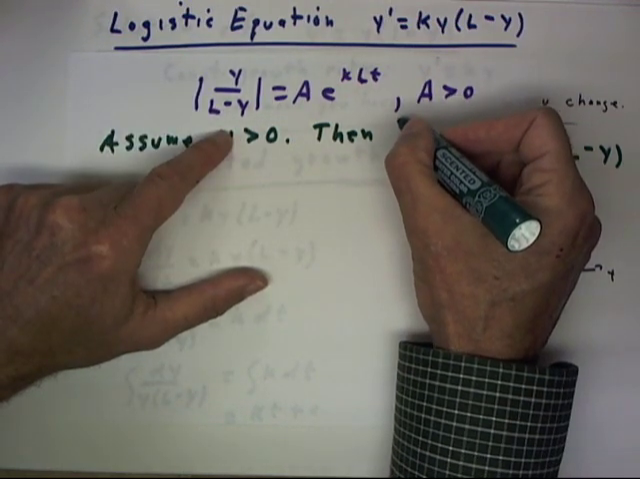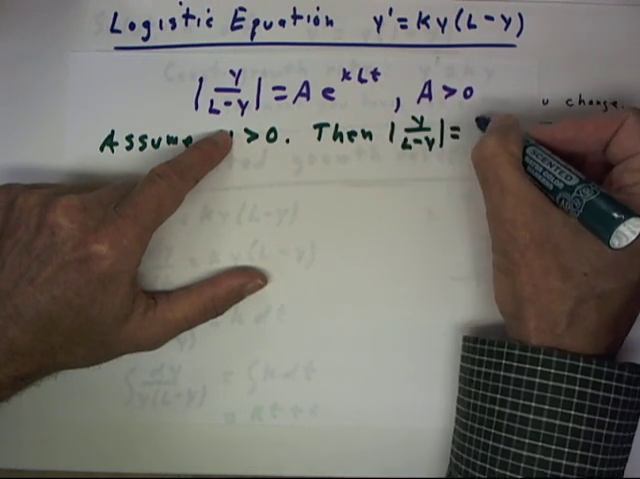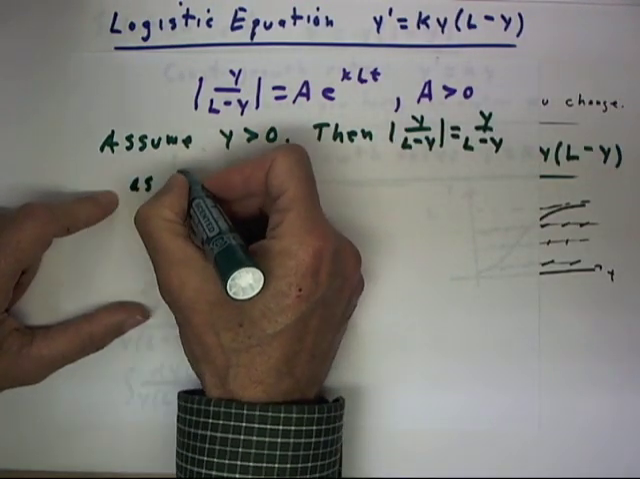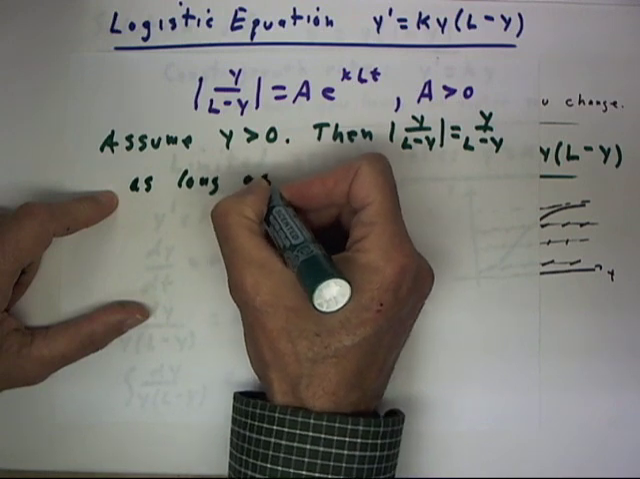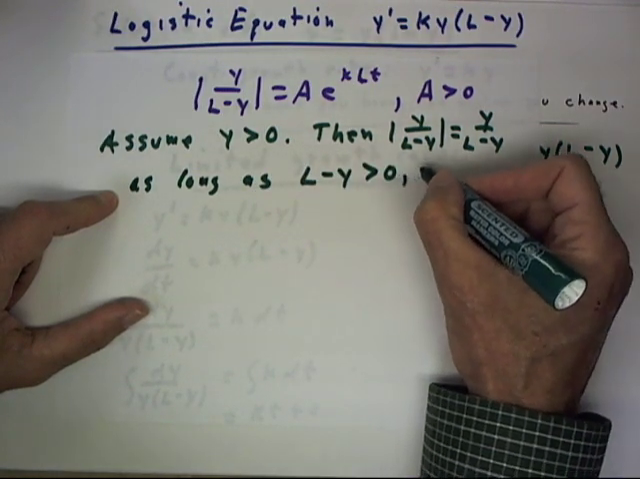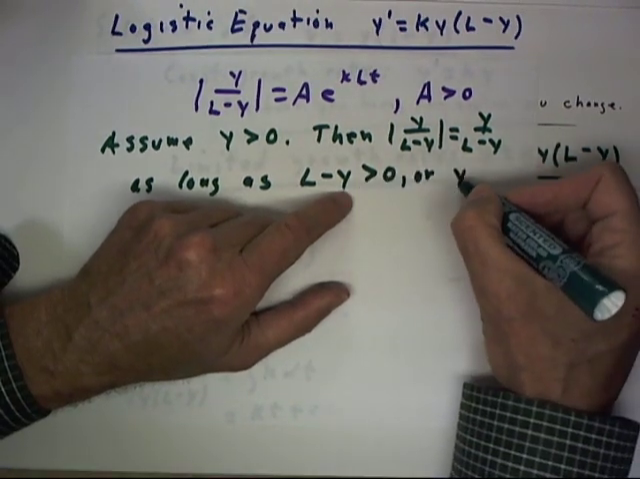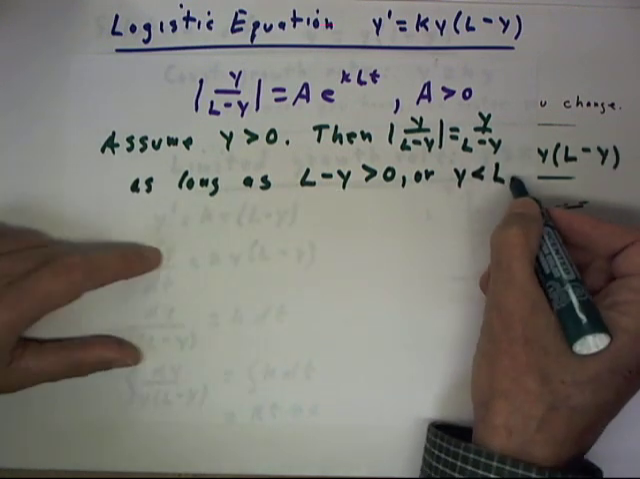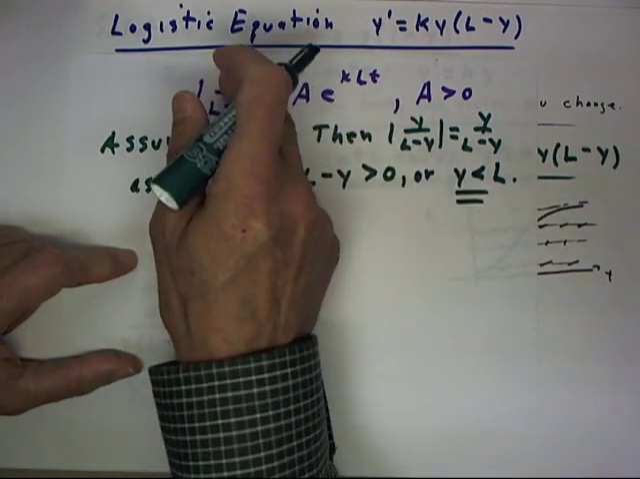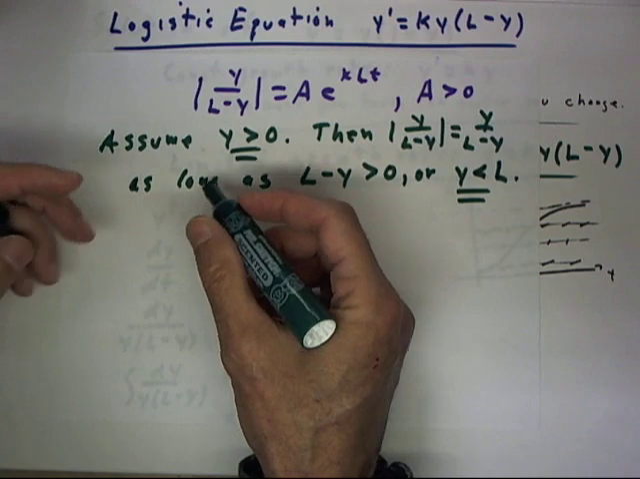So that the absolute value of y over L minus y just equals y over L minus y, as long as L minus y is greater than 0, or y is less than L. So on the condition that y is positive and y is less than L, we can replace the absolute values, or we can just remove the absolute value sign.